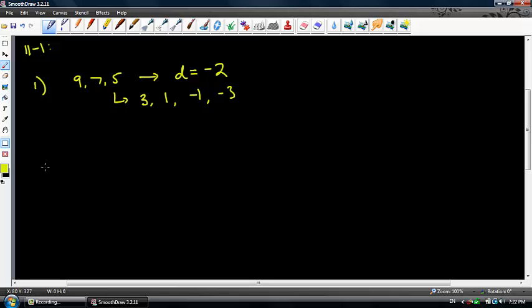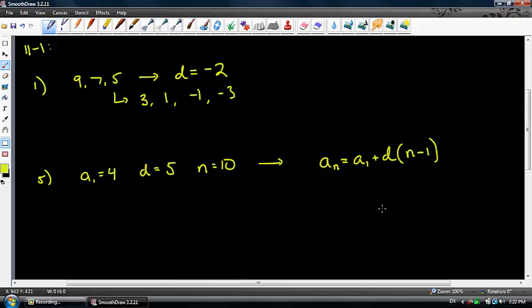So that'll probably show up on the quiz in some form, so just make sure you guys know that. Let's go ahead and jump forward to number 5. They're asking you to find the nth term of the arithmetic sequence described. So in this problem, they give you a sub 1 equals 4, d equals 5, and n equals 10. In order to do this problem, you need your arithmetic sequence formula, which is a sub n equals a sub 1 plus d times n minus 1.